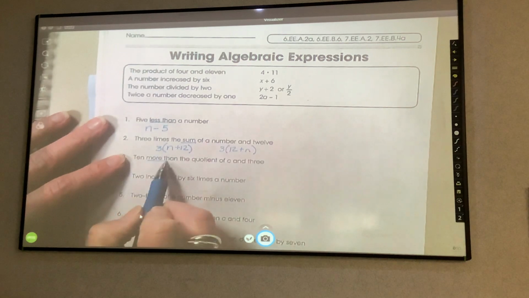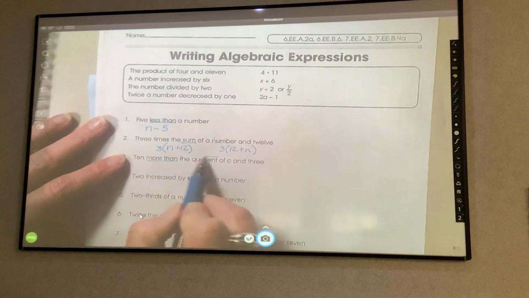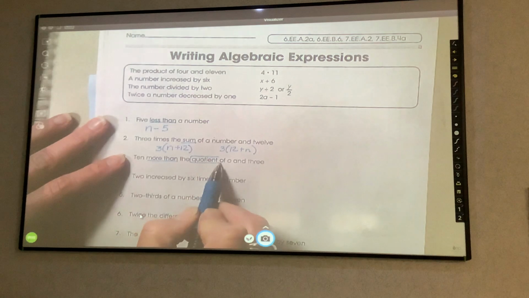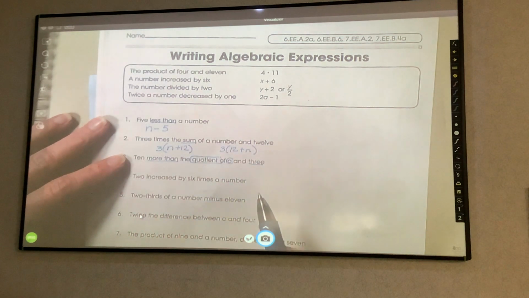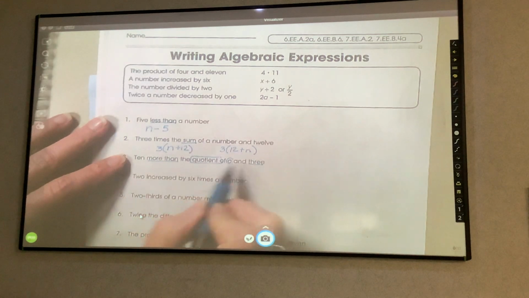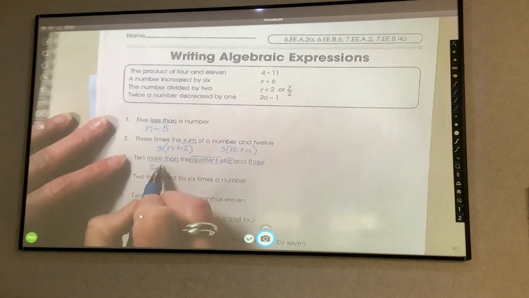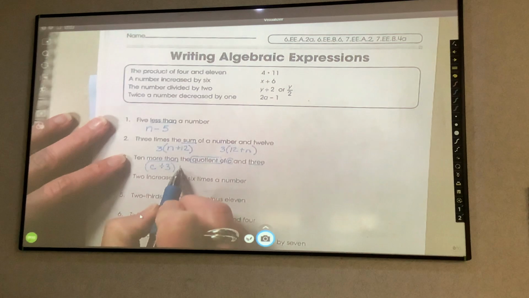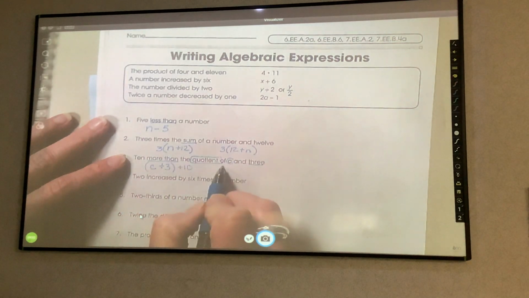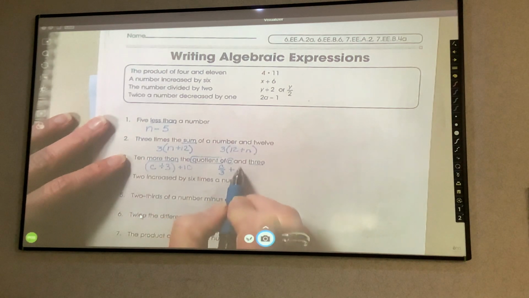10 more than the quotient of c and 3. So when I find the quotient, I am dividing. So the quotient of c and 3, so it'd be c divided by 3, and I need 10 more than that, so I'm going to add 10. Or I would write it c divided by 3 plus 10.